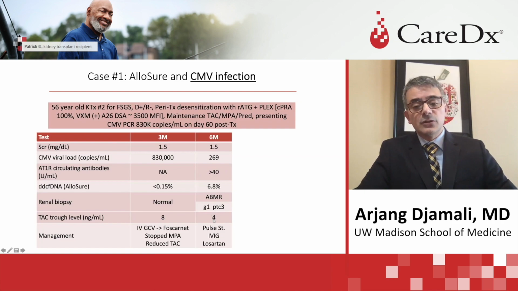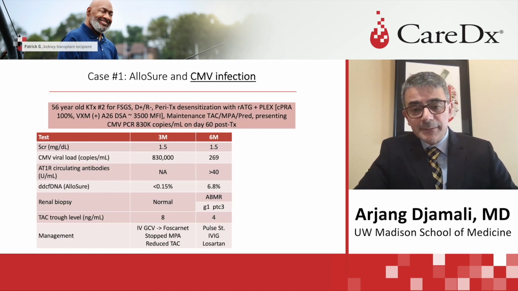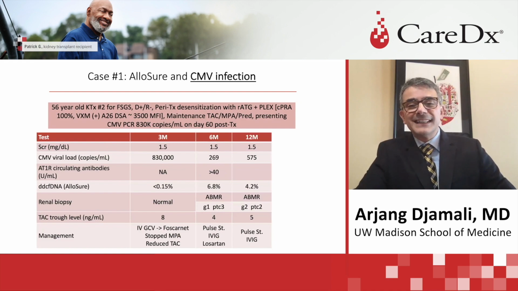Tacrolimus level was low, of course, because it was planned. We treated the patient with pulse steroids, IVIG, and the addition of losartan. Now, 12 months later, serum creatinine is unchanged, with still very low viral load, and the patient is asymptomatic. AlloSure levels declined to 4.2%, but still above the standard 1%.